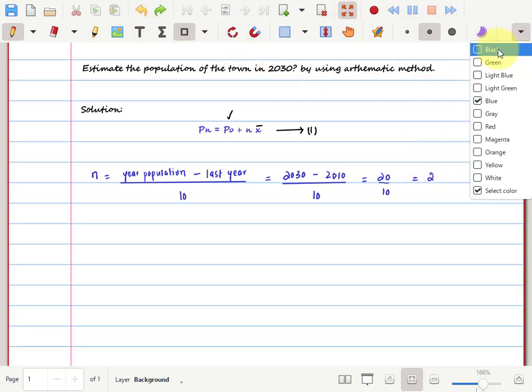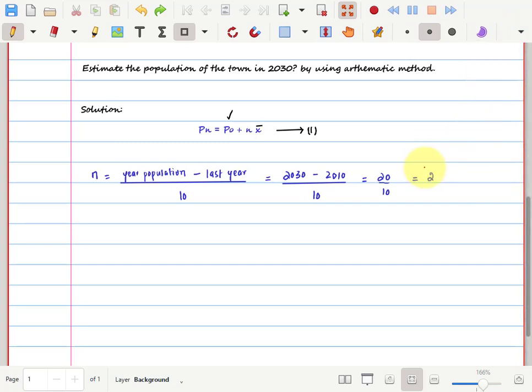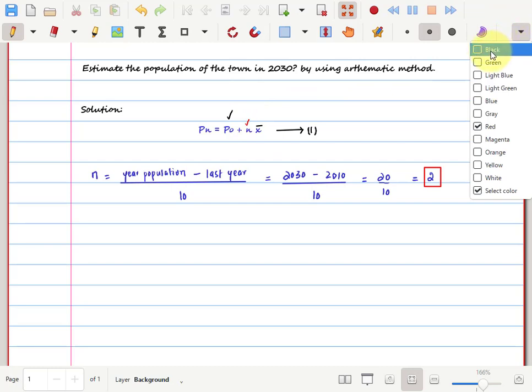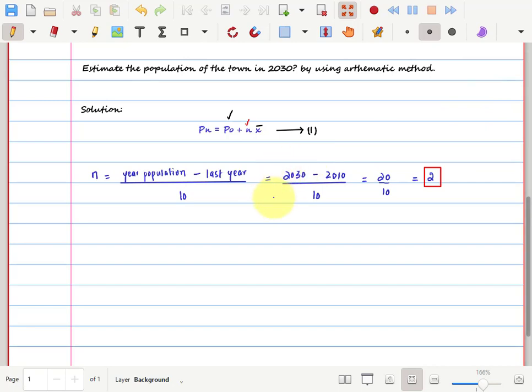Two is going to be the value of n. N is equal to 2. So what's next? We got the value of P0 and n, right? Now we are supposed to find x bar. For x bar, we need to draw the table, because what was x bar? X bar is the mean per decade increase in population, right? So for that we need to draw the table again.